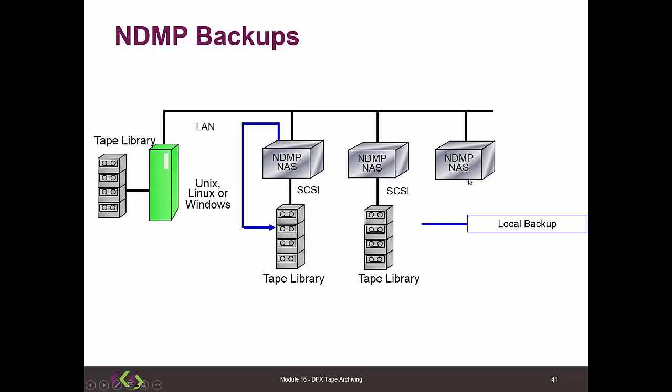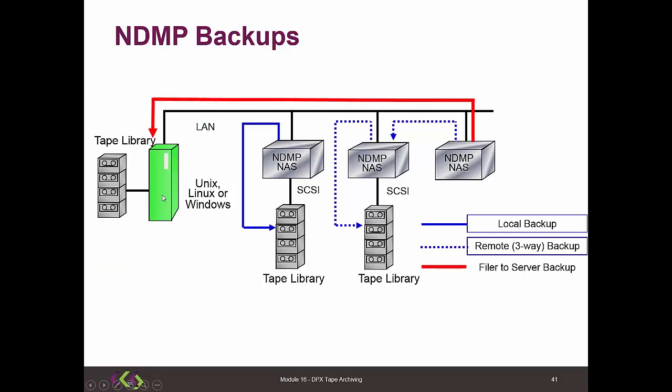If I were wanting to back up data from a NAS that didn't have a tape library attached to it, I could either back it up through another NDMP node or NAS device which does have a tape library attached, what's called a three-way or remote backup, or I can back it up to a tape library connected to an open system server, either a Windows, Linux, or Unix machine, through a filer to server backup.